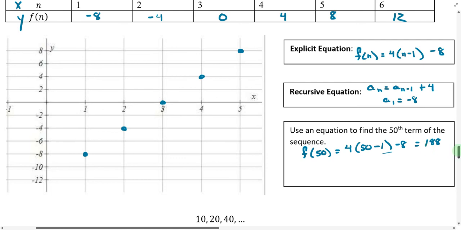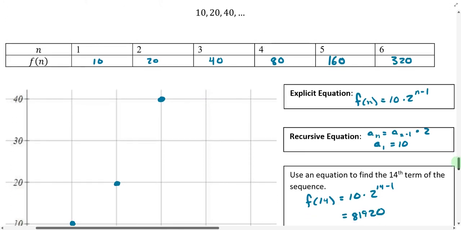So let's go to the next one here. So this is 10, 20, 40. So hopefully you identify the pattern right away. This is a multiplying by 2 type pattern. So table, right? And then our equation. Remember, the format for a multiplying equation is different than an adding equation. That's why this looks slightly different than the explicit equation that we wrote up above.